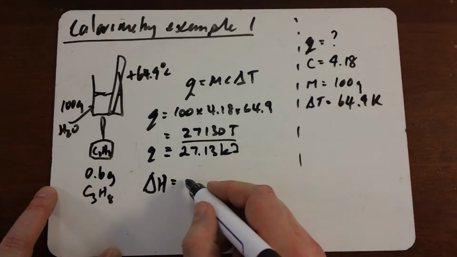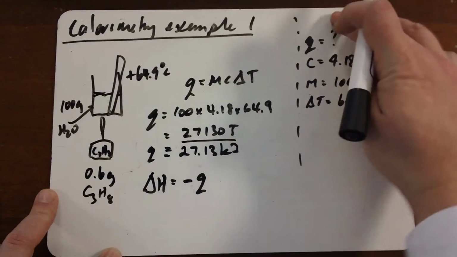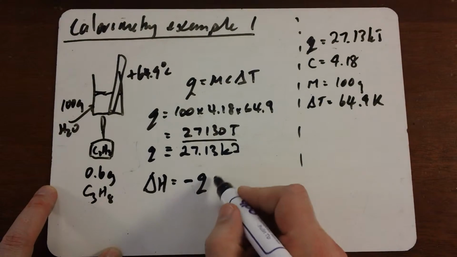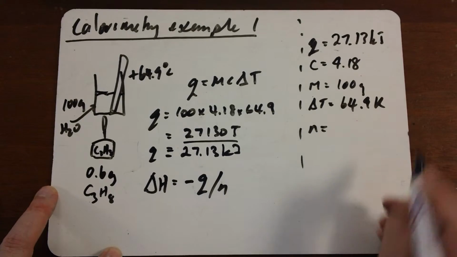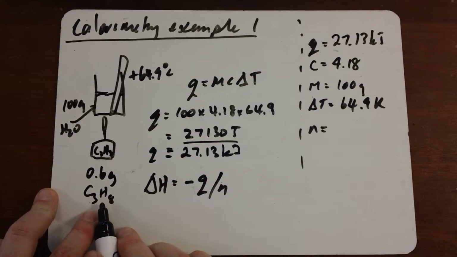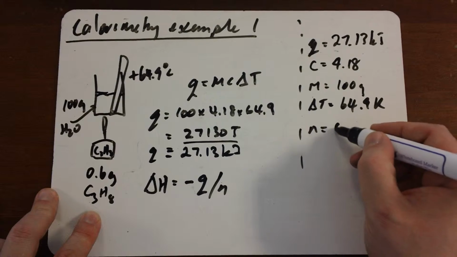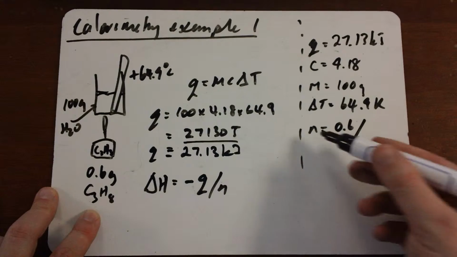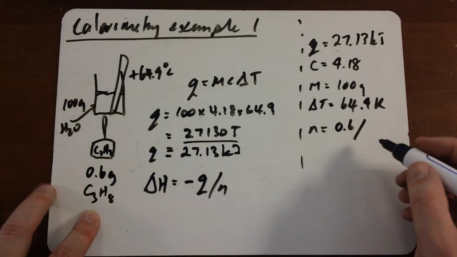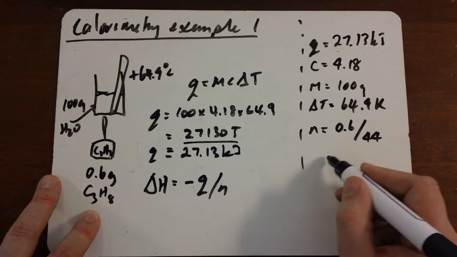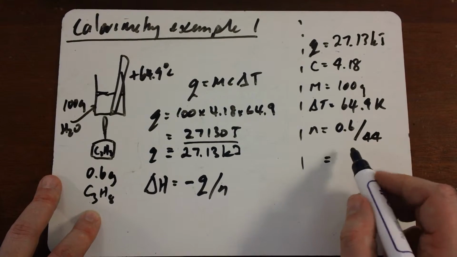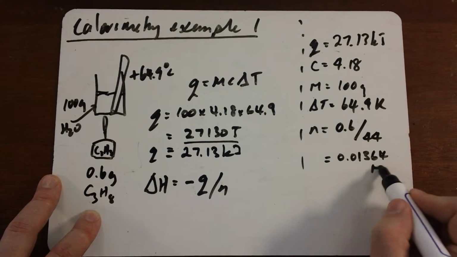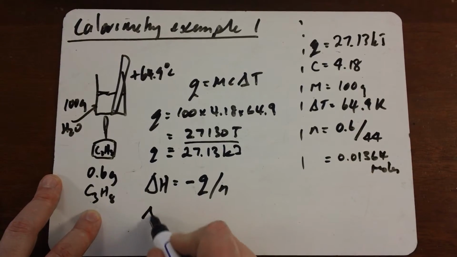Now the next step, now we know the Q value, we're going to work out the delta H value, and that's equal to the negative of Q that you've just worked out, and we said it's 27.13 kilojoules, and it's going to divide by the n. Now n is going to be equal to the number of moles of the fuel burned, so it's going to be 0.6 divided by the Mr. So if you remember, m over Mr to get the number of moles, and it's going to be over 44. So the number of moles of propane that was used is 0.01364 moles.